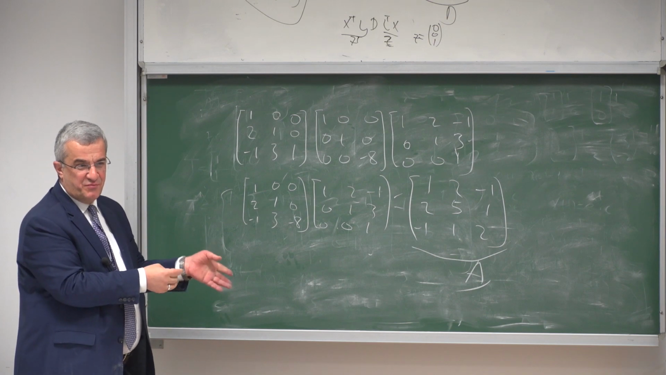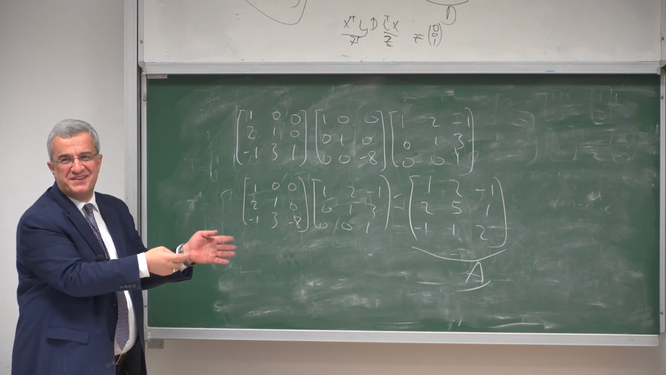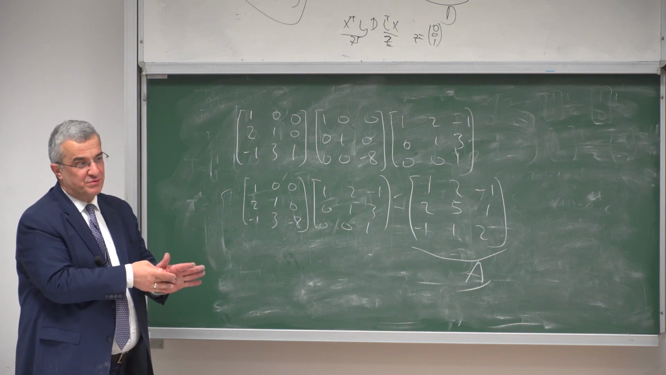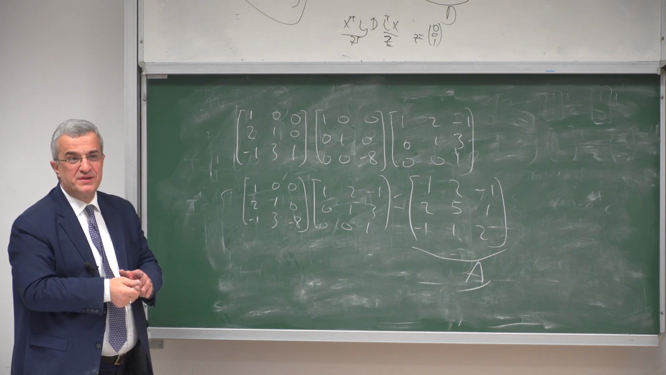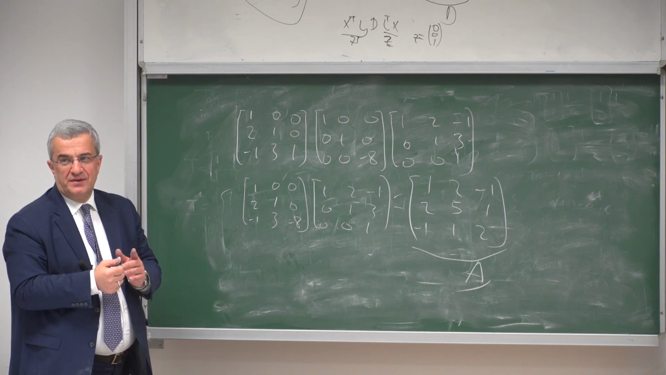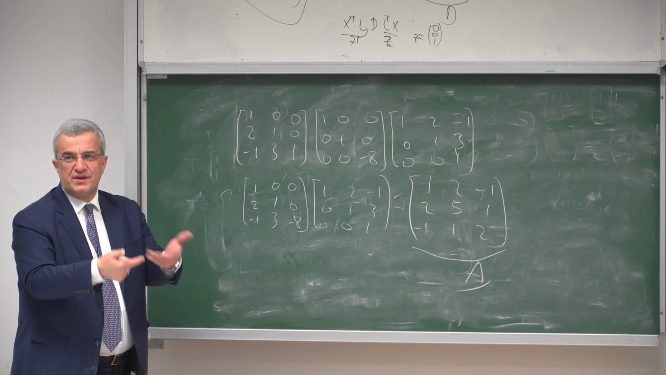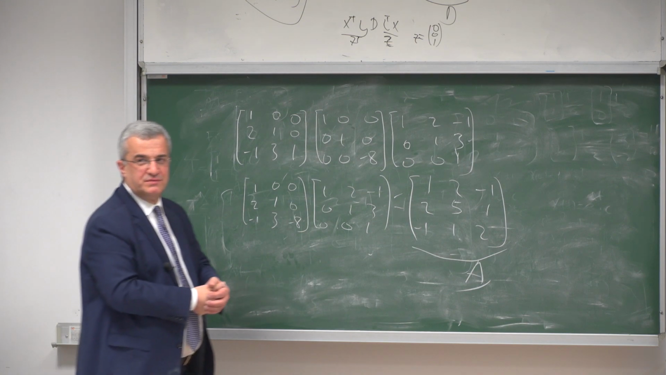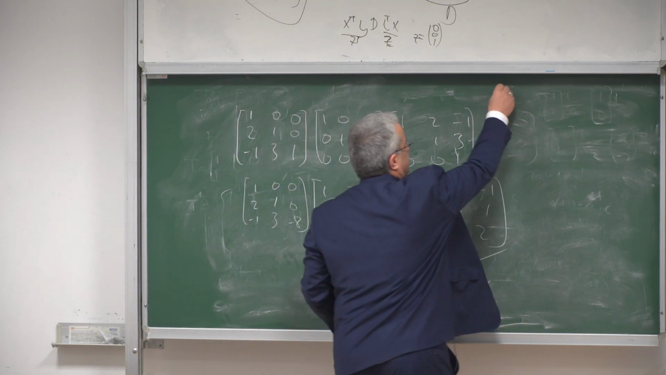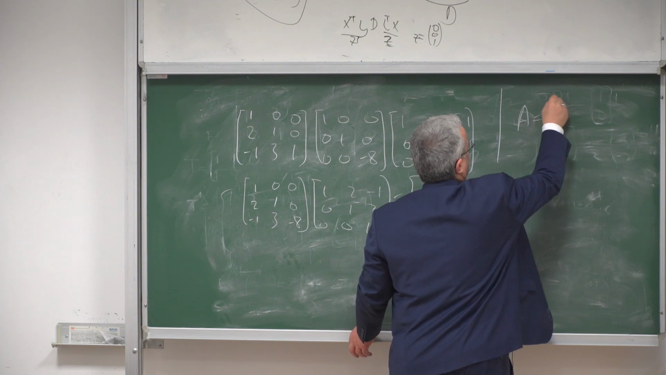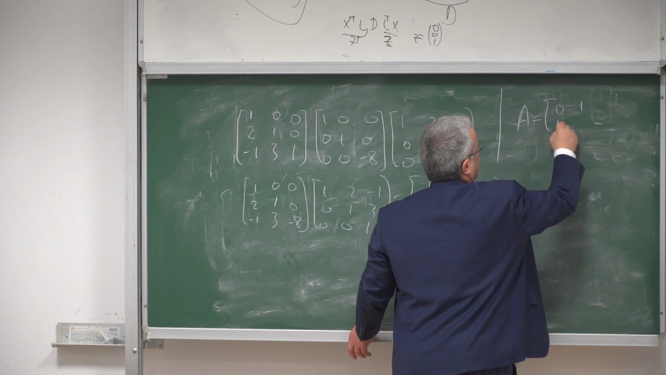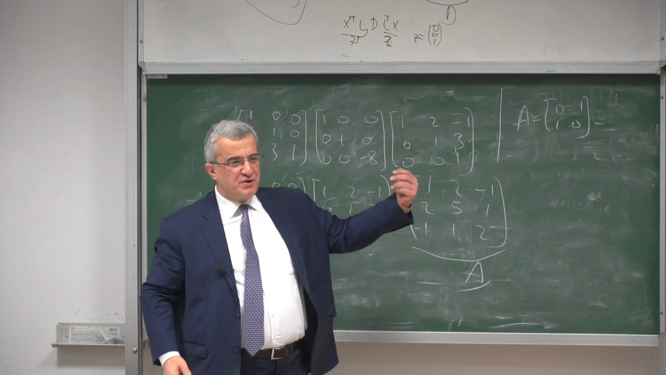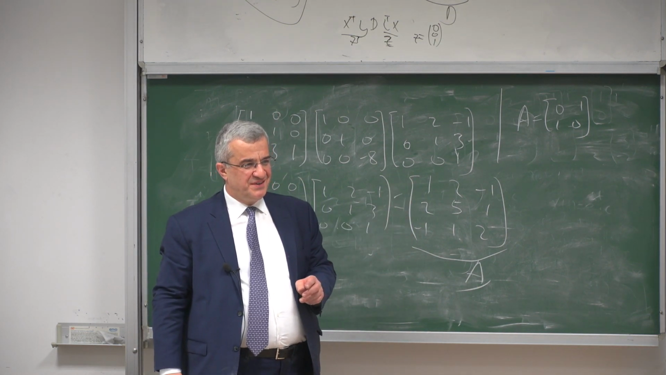So for this example, we proved that the factorization is true, and it's always true, of course, provided that you can start this process. For example, let me give you a counterexample. A is equal to [0, 1; 1, 0]. Can you do Gaussian elimination on this? No.